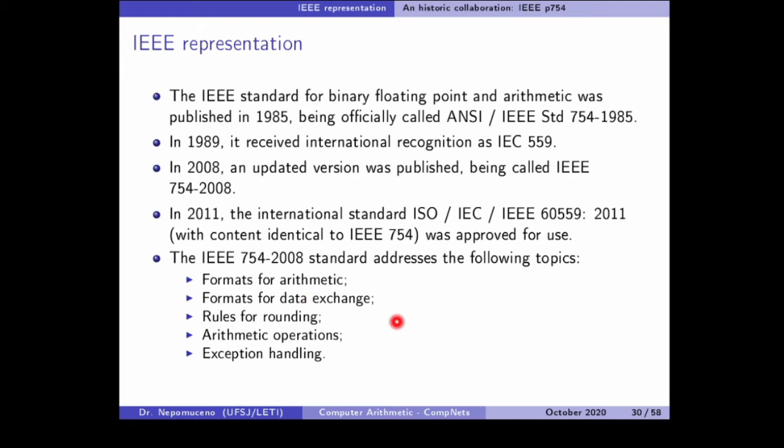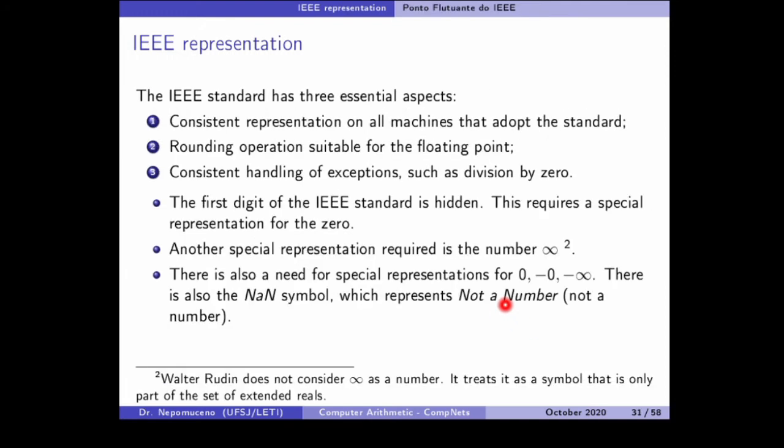The IEEE 754 standard addresses the following topics: formats for arithmetic, formats for data exchange, rules for rounding, arithmetic operations, and exception handling. The IEEE standard has three essential aspects: consistent representation on all machines that adopt the standard, rounding operations suitable for floating point, and consistent handling of exceptions, such as division by zero.